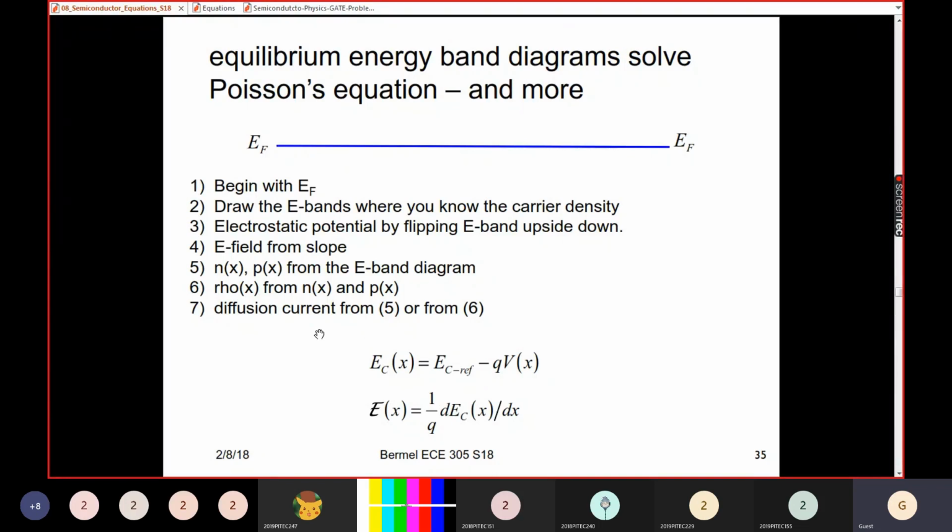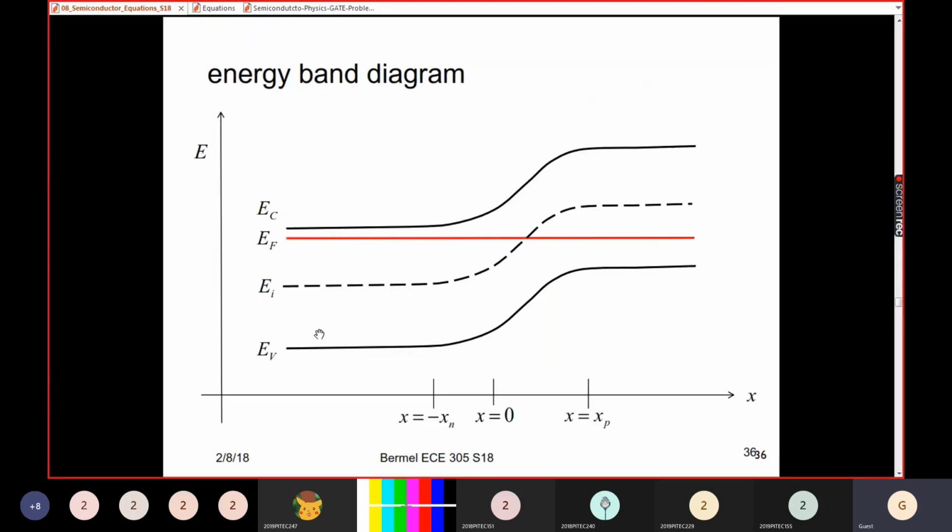So if you are finding the value of rho of x, that automatically indicates that the Poisson equation is completely solved. So this diagram represents the energy band between the condition x is equal to 0, the reference condition, as well as the electric field that is present in the y-axis.